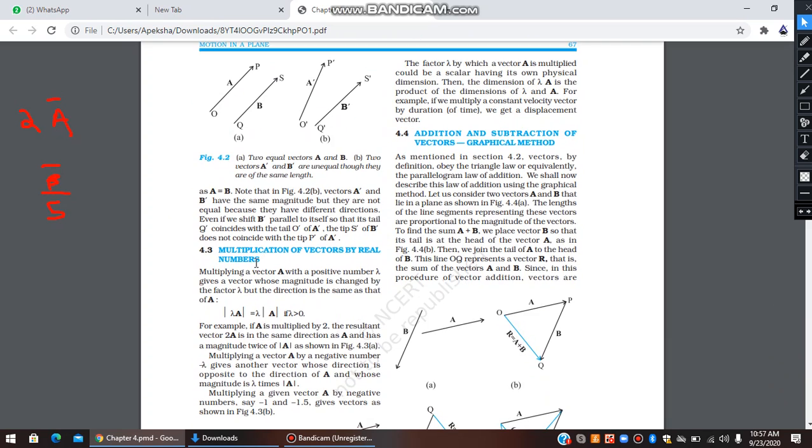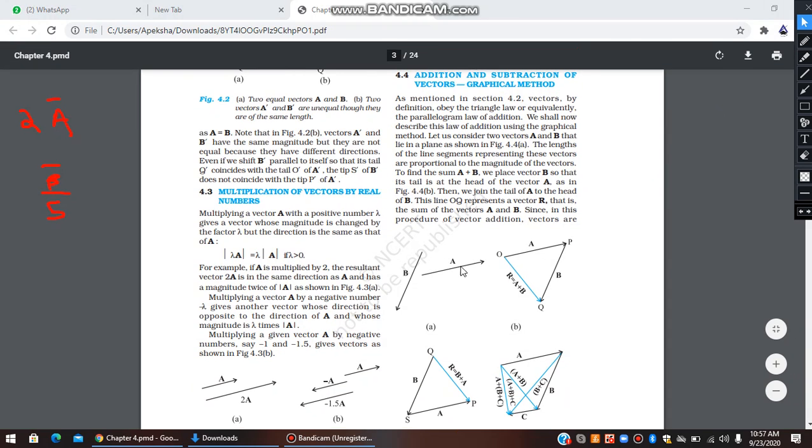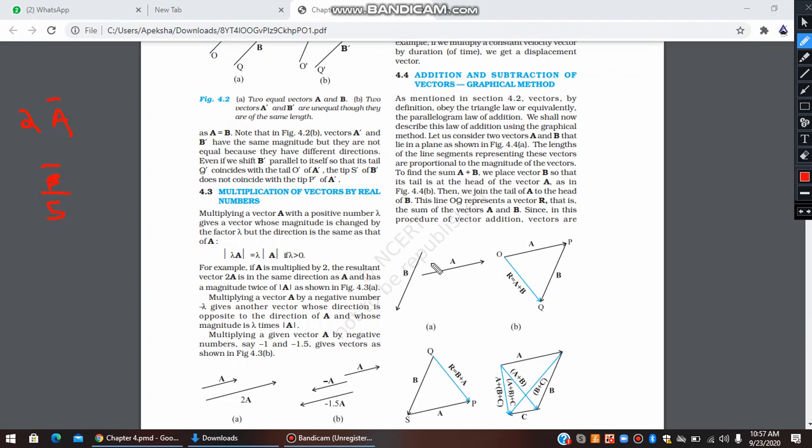Moving on, addition and subtraction of vectors, and the first method is the graphical method. As you can see in this diagram, there is a bar which is in this direction and there is a b bar which is in kind of downward direction. What we have done is we have taken the tail of a bar as the origin, and we have just shifted this here. The same thing we have done with b bar.